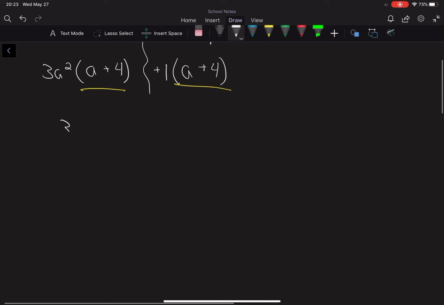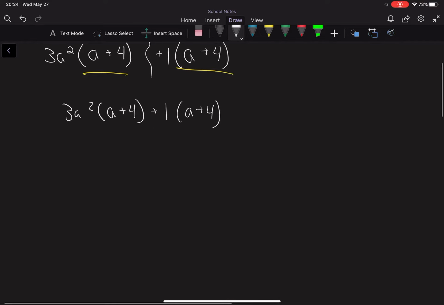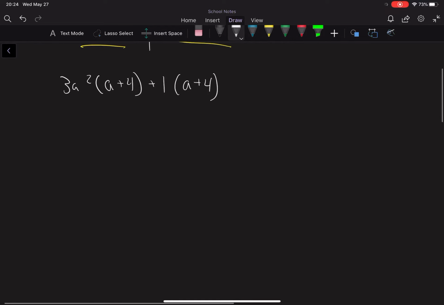And now we have 3a squared. So we want to rewrite this: plus 4 plus 1 times a plus 4. Now we want to pull out another GCF from this, which in this case is going to be the a plus 4. So we get a plus 4 times 3a squared plus 1. And that's our answer. If you want to check this, always double distribute.